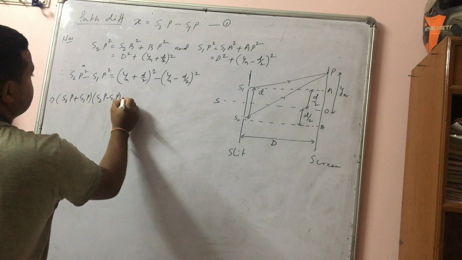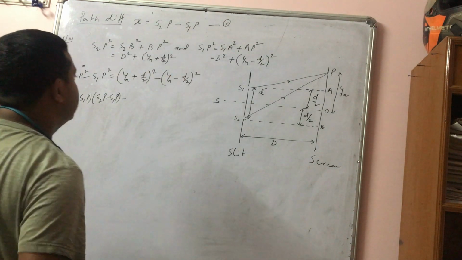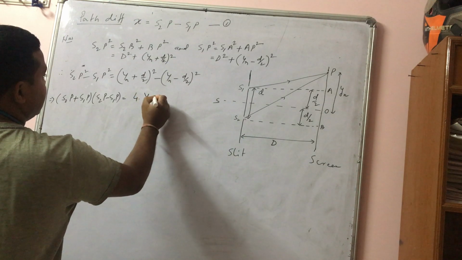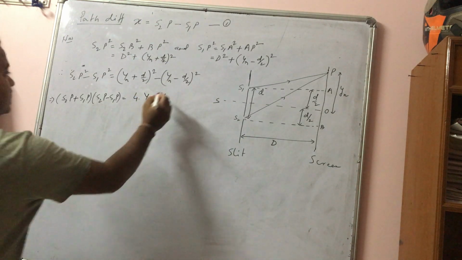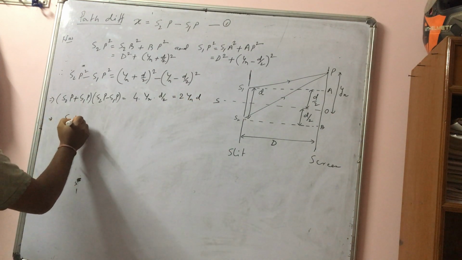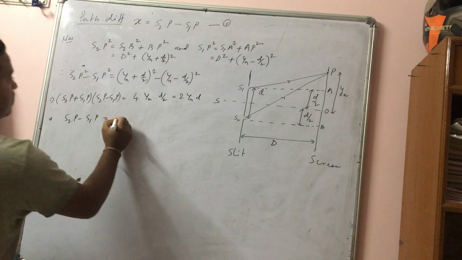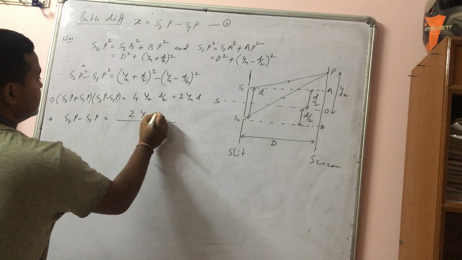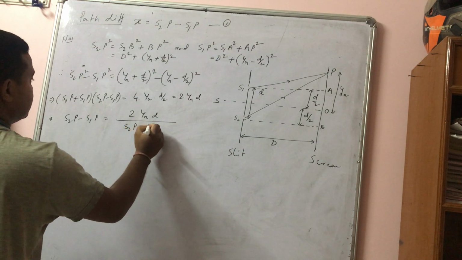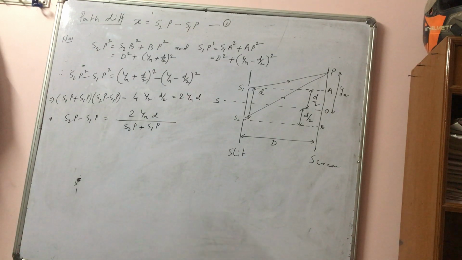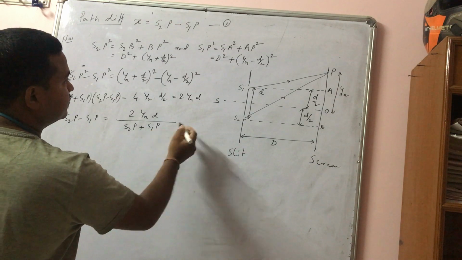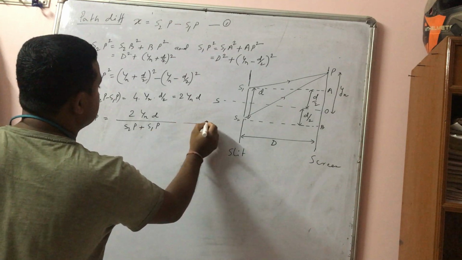Now apply: a plus b whole square minus a minus b whole square is nothing but 4ab. Here a and b are yn and d by 2, so this is nothing but 2yn d. So S2P minus S1P will be 2yn d divided by S2P plus S1P. This is equation number 2.